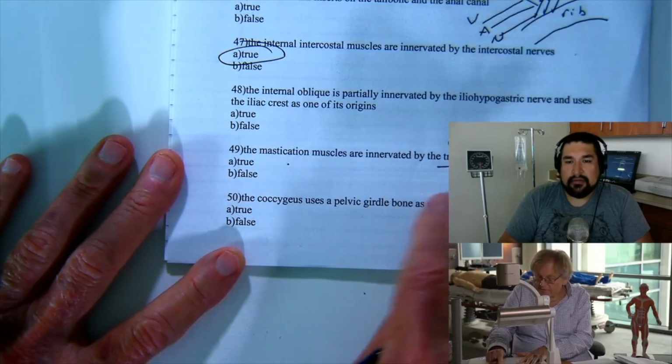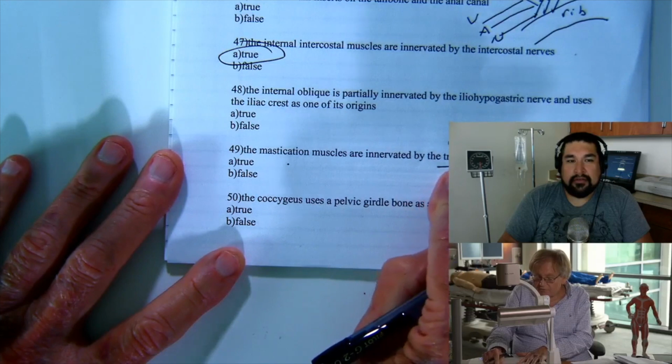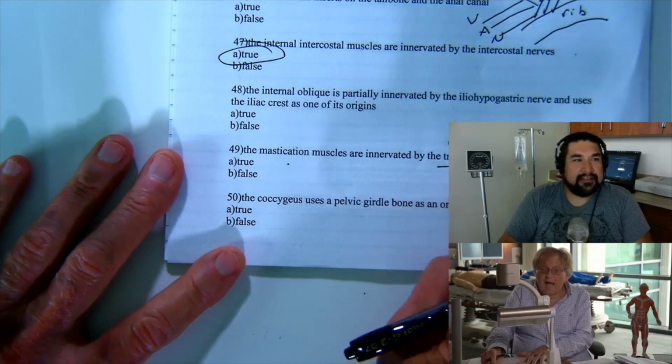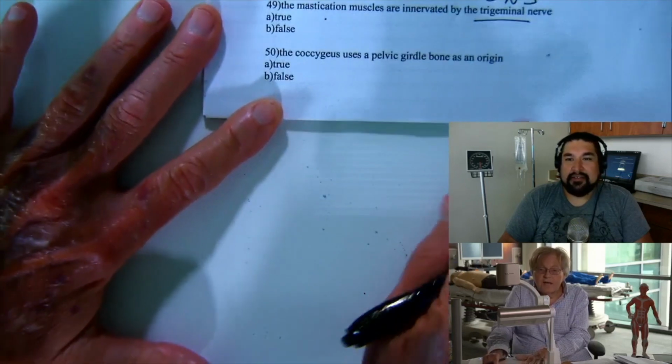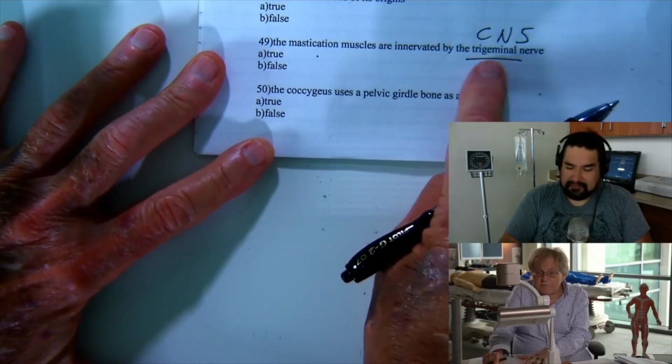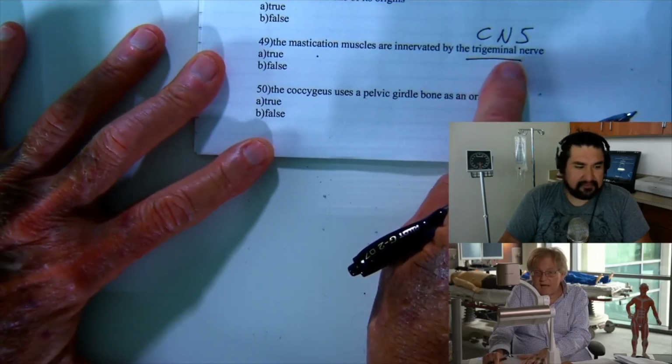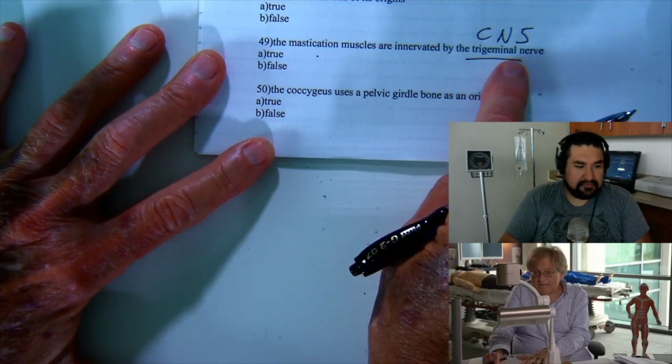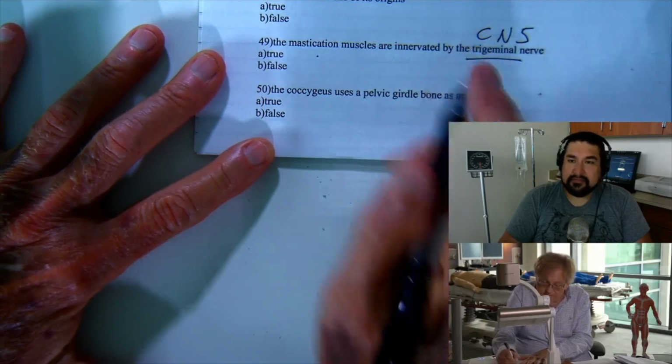It's got 3 branches. Can you slide the eye? So when you think of trigeminal, remember the significance of that. Trigeminal, 3 branches. One going to the eye, one going to the maxilla, one going to the mandible, and therefore that's a true statement.